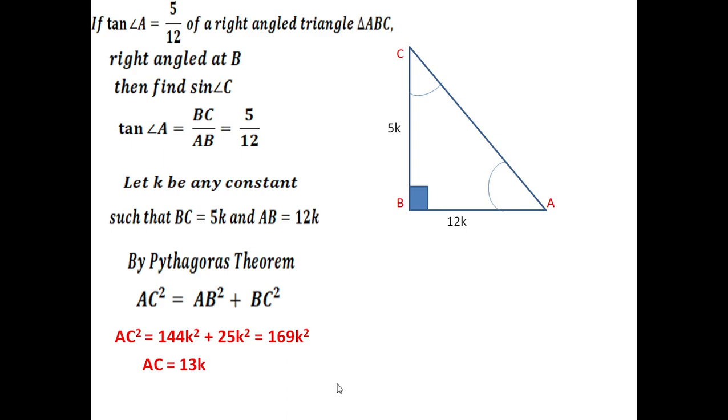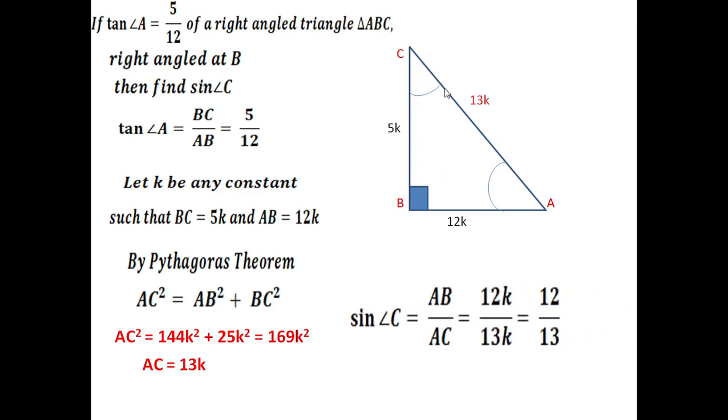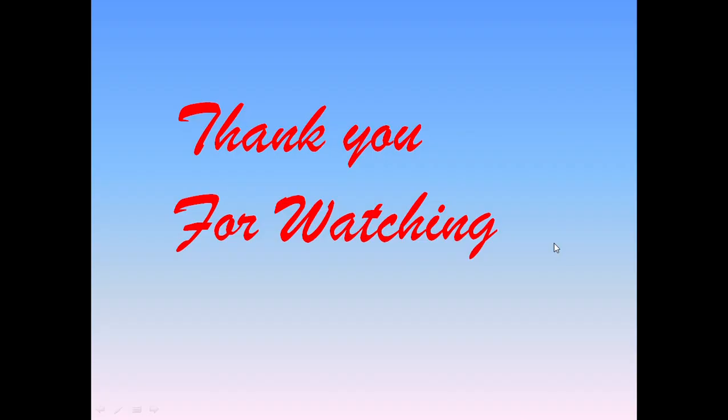Now we can find out the ratio of sine of angle C. Sine of angle C: here, because we have considered angle C, opposite is AB, by hypotenuse AC. So sine of angle C is equal to AB by AC, that is 12K by 13K, and ultimately the ratio is 12 by 13.